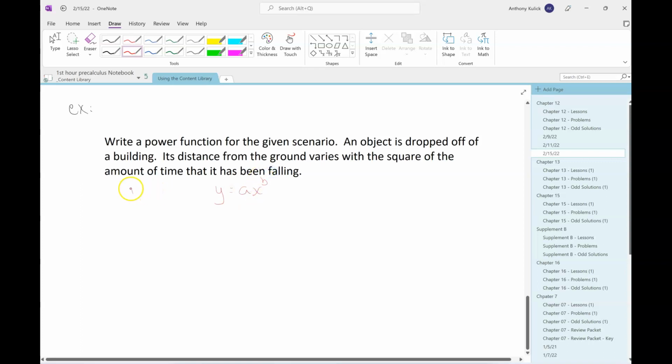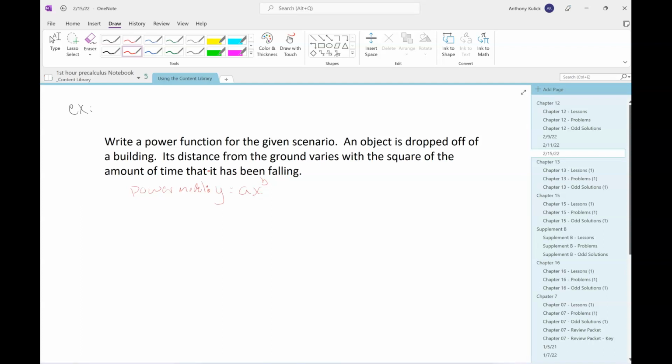So we know this is our power model, right? So in this situation, what are our independent and dependent variables representing? This is something you'd have to get from the reading. Okay, we have distance as one of them, and the other quantity is time. Okay, which one depends on which?